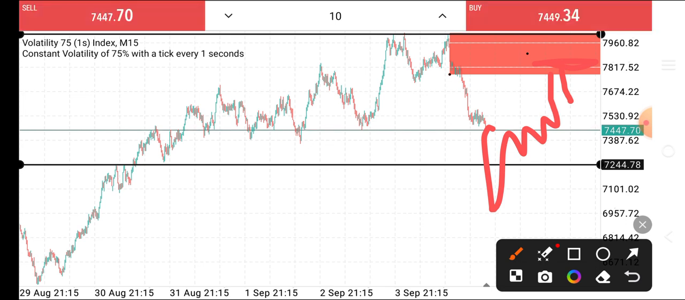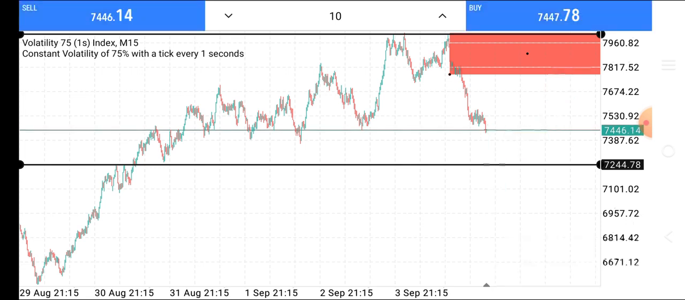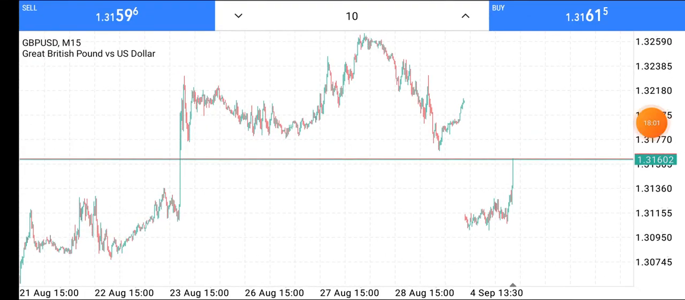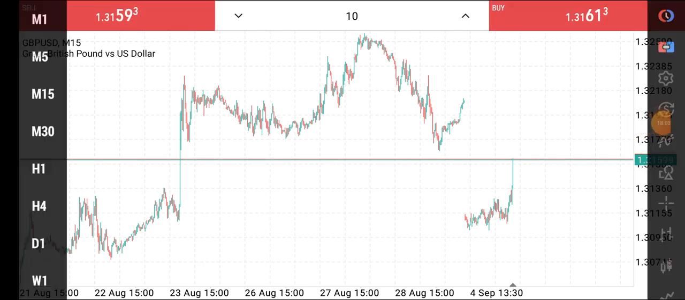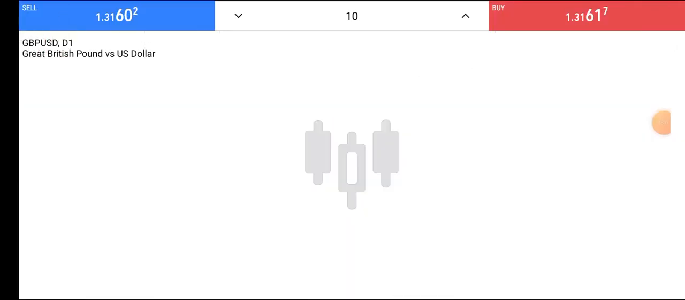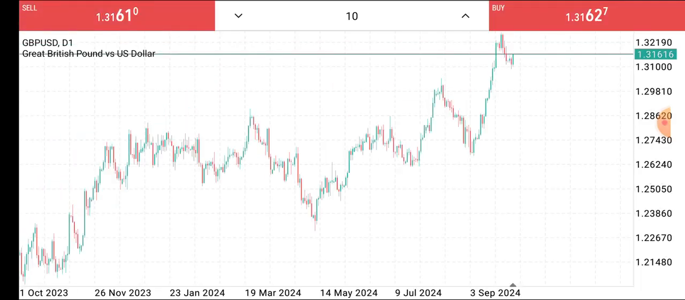So let me go to GBPUSD and show you that the same rules apply in GBPUSD. So let's go over to GBPUSD and check what's going on. As usual, I have to go over to the daily time frame to check what's going on in the daily time frame.